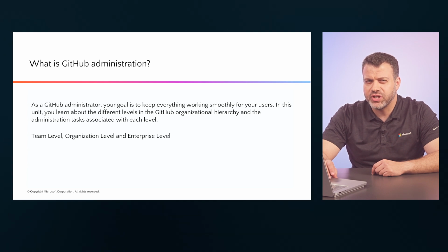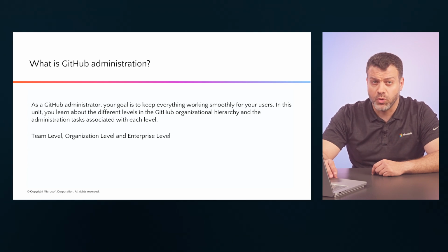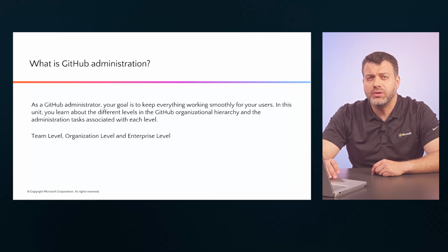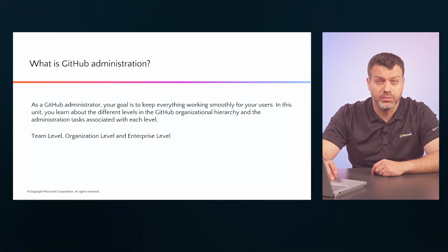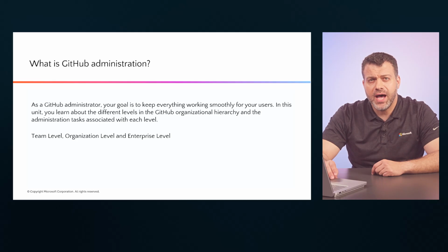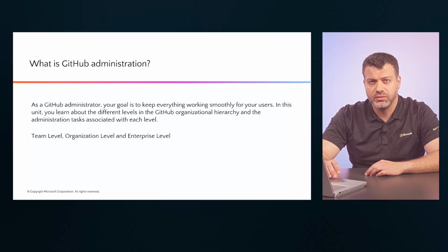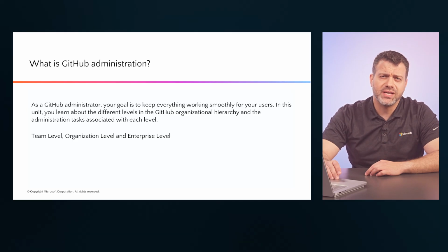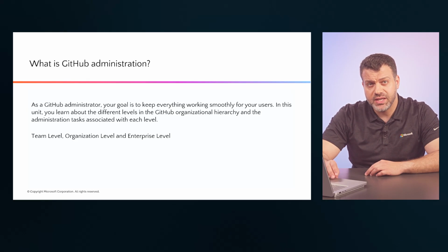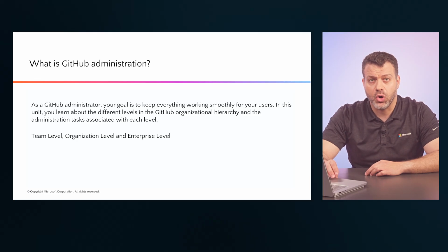Think of GitHub administration as layered control, from small teams managing repos up to enterprise-wide governance across multiple organizations. GitHub administrators operate at 3 levels. Team level, managing groups, permissions, and collaboration. Organization level, managing users, repositories, and security. And enterprise level, managing policies, identity, and governance across organizations.